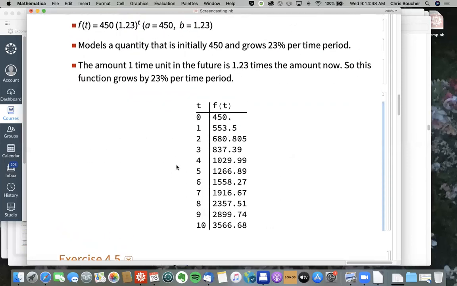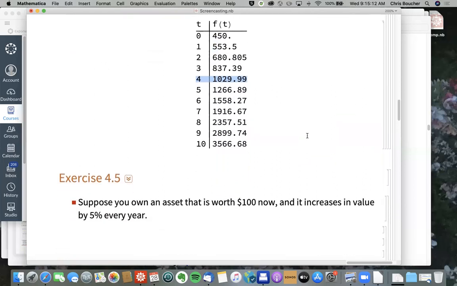Or actually some numerical data. So there's an input-output table for this function. I've got some t values and some function values. And you can see indeed that the quantity grows over time. And it grows pretty quickly. 23% is pretty rapid growth. You can see that by time 4, it's more than doubled, right? Started at 450, it's already up to 1,030 or so after 4 time periods.